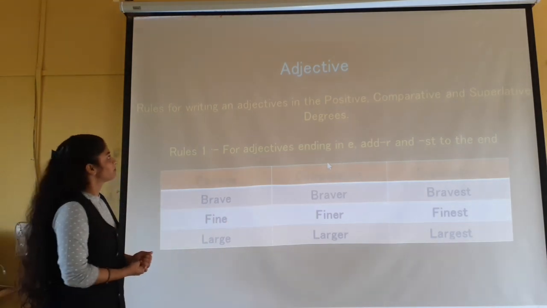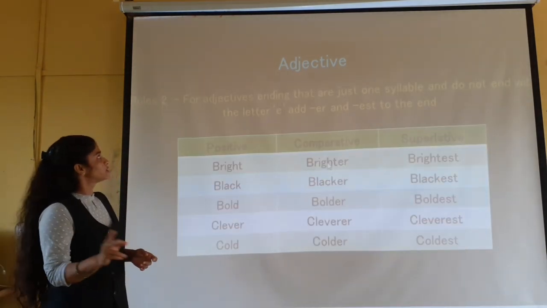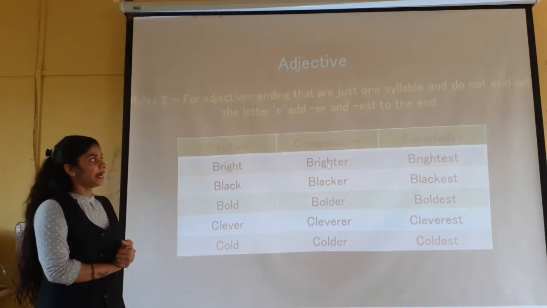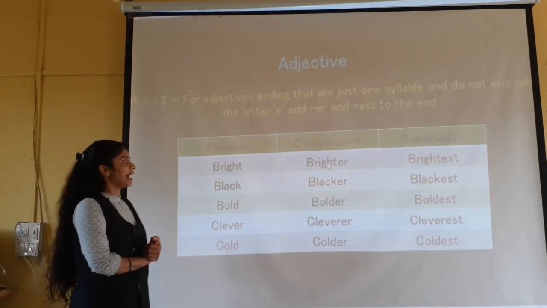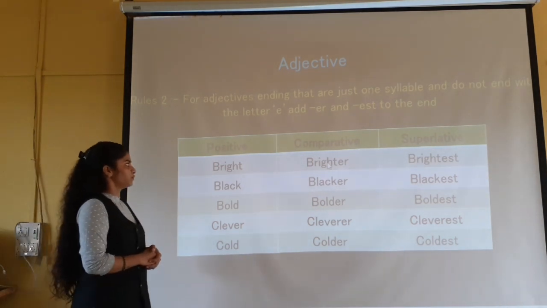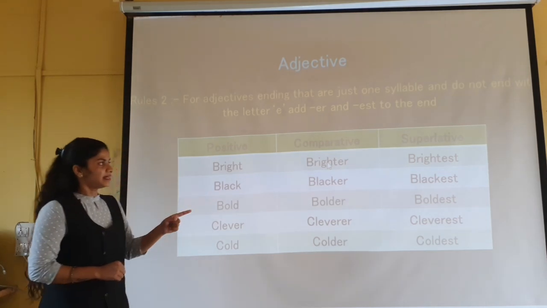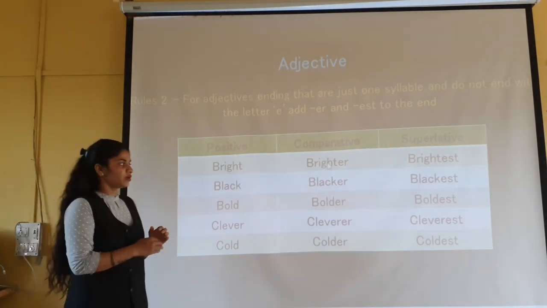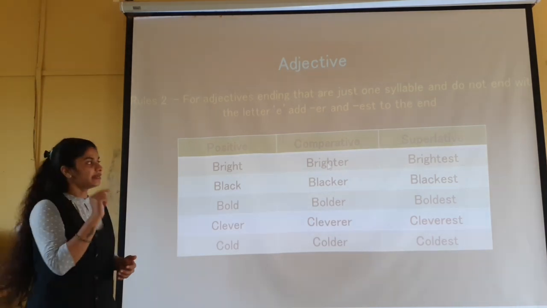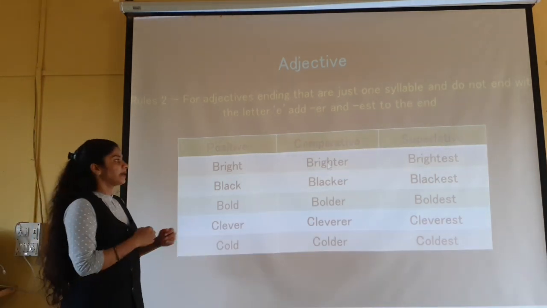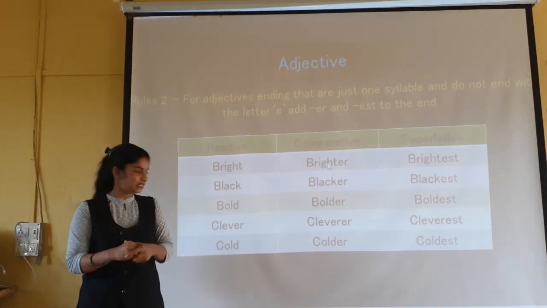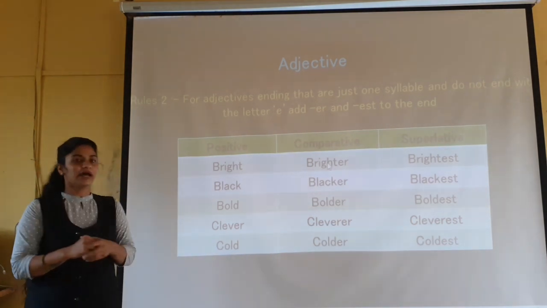Let's go further. Now here is your rule number 2: adjectives that are just one syllable and do not end with the letter E, add ER and EST to the end. Now here if you notice: bright, brighter, brightest. Here the adjective is going to remain the same, but at the end we are going to add ER and EST. Okay. Black, blacker, blackest. Bold, bolder, boldest. Clever, cleverer, cleverest. Cold, colder and coldest.